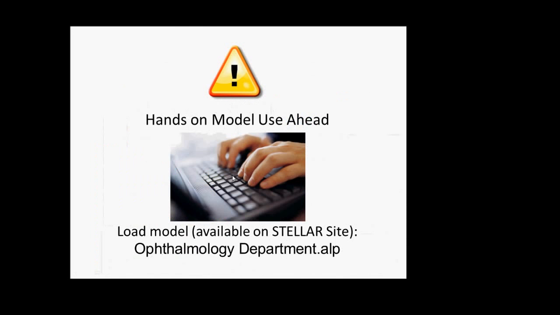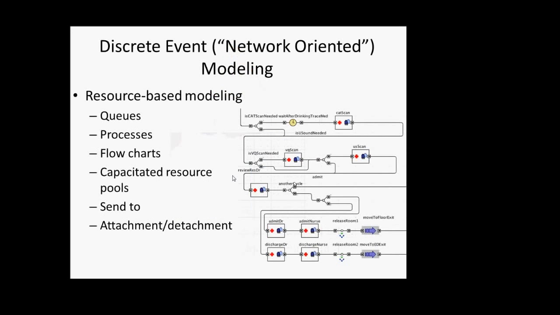This is actually a model that was provided as part of the sample models of earlier versions of AnyLogic, and for whatever reason it's not currently distributed as part of it, so I'm only making it available to people in this class. But you should be able to find a zip file on the Stellar site. And you should be able to download that and extract an ophthalmology department ALP file, which I'd like you to open.